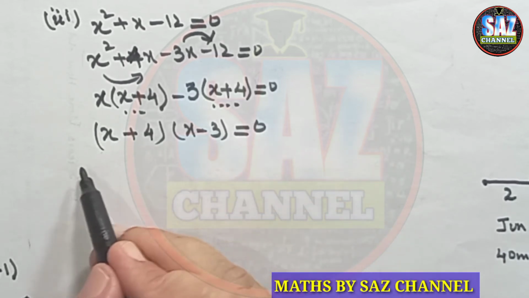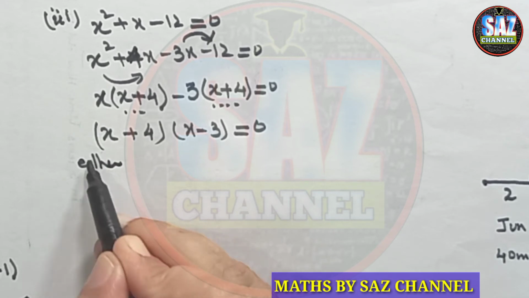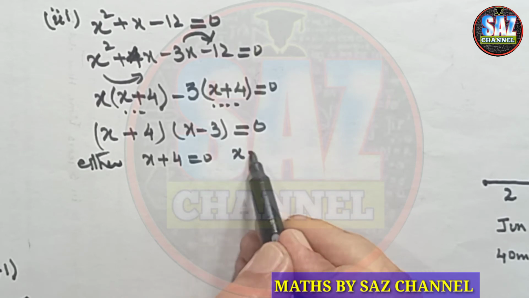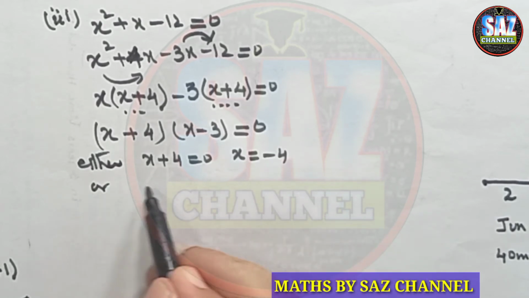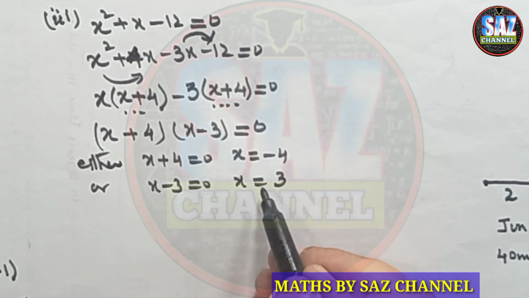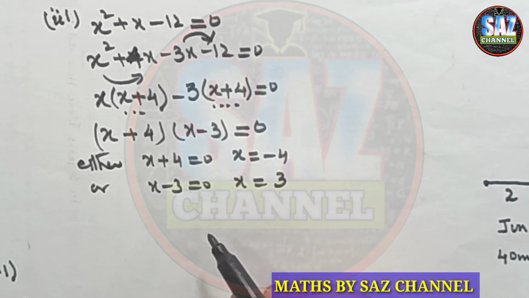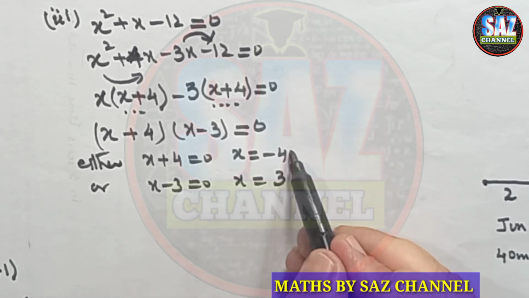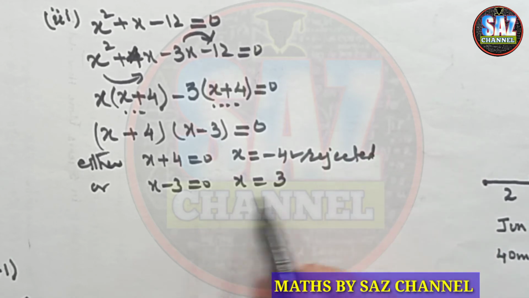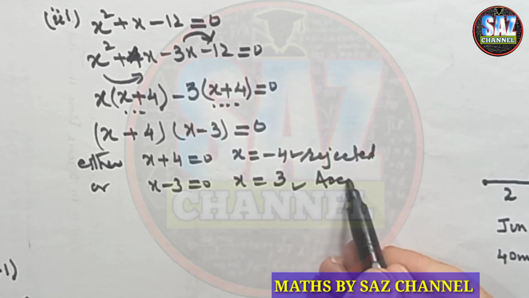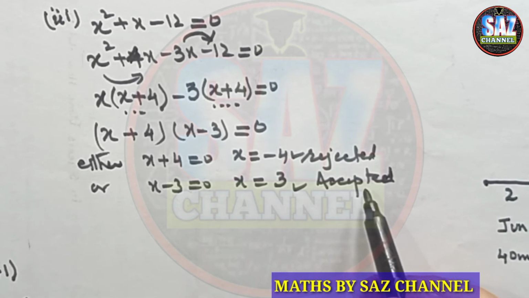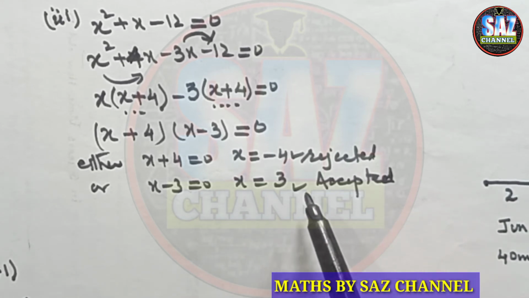Now apply the zero product condition: either x plus 4 equal to 0, and this gives me x equals to minus 4, or x minus 3 equal to 0. This gives me x is equal to 3. As x is the speed in the question, x cannot be negative, so this is the rejected answer, and the positive answer will be the accepted answer. So I hope you are clear about why we are rejecting this negative value.